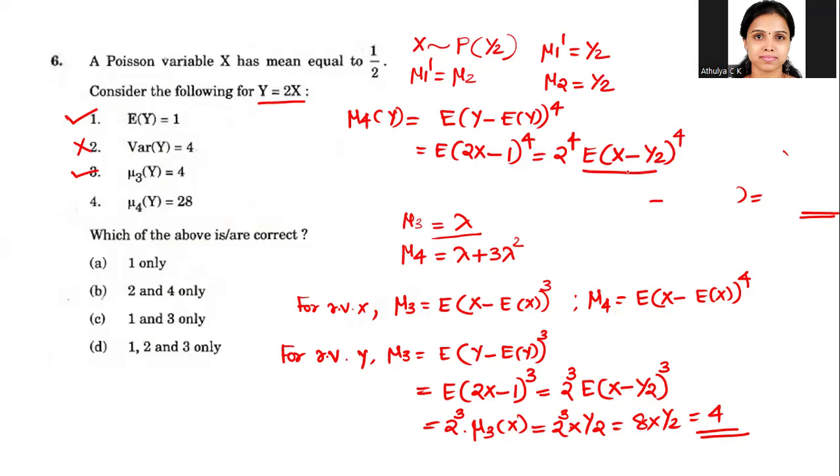So this is nothing but mu4 of x. So the value will be 2 to the power 4 into the expected value of x minus 1 by 2 to the power 4, which is mu4 of x. So we can write 2 to the power 4 into mu4 of x. Mu4 of x is nothing but lambda plus 3 lambda square. So let's substitute the value here.